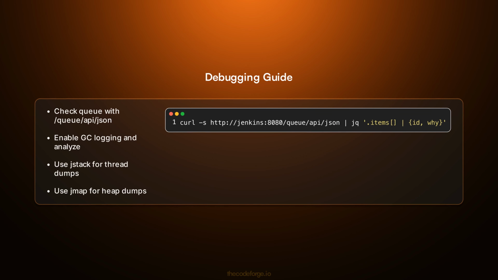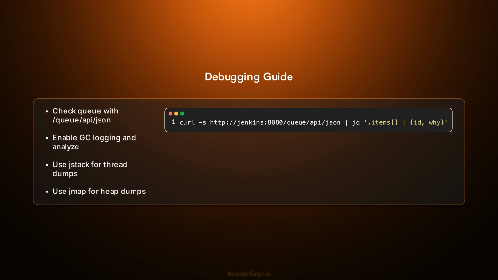To debug performance issues, start by checking the queue API. Enable GC logging and analyze with GCeasy. Use jstack for thread dumps and jmap for heap dumps.